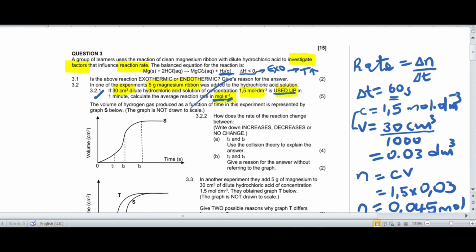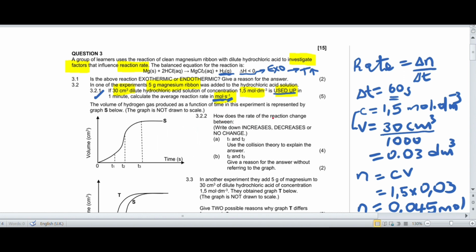The volume of hydrogen gas produced as a function of time in this experiment is represented by graph S below. So we have graph S. As you can see, there is a part that looks flat here, then a part that is very steep, then a part that goes down and then becomes flat.